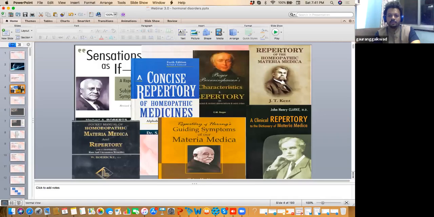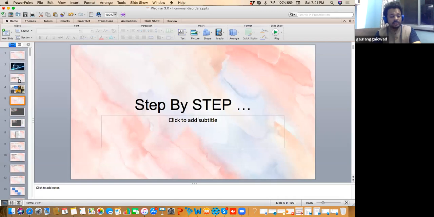Clark Repertory, Boger-Bonninghausen's Repertory, Kent Repertory, Morrison Repertory, Roberts Repertory. So these are many, many different types of repertories. How many of us actually use these repertories? So I'm going to tell you step by step a little bit about some of them today.